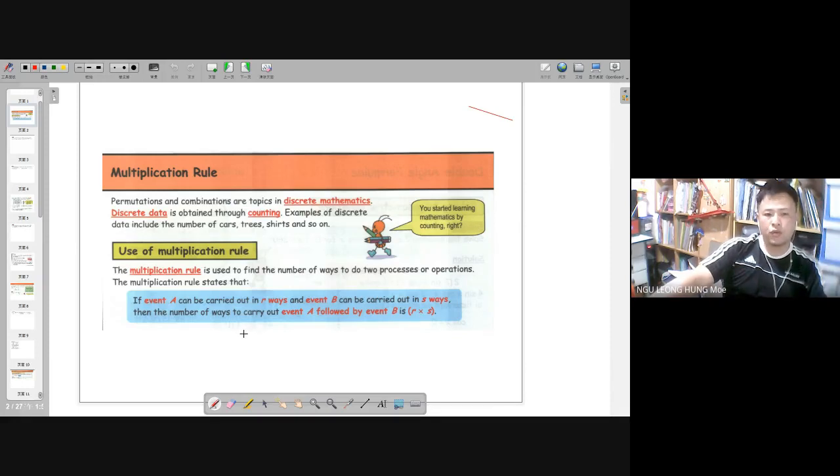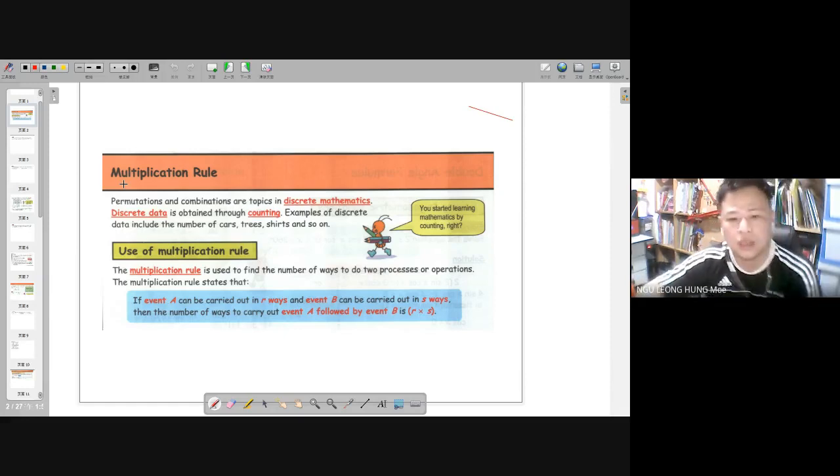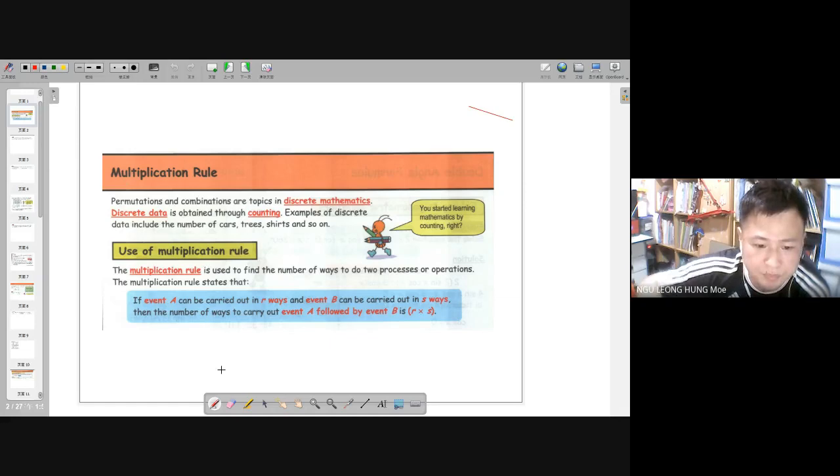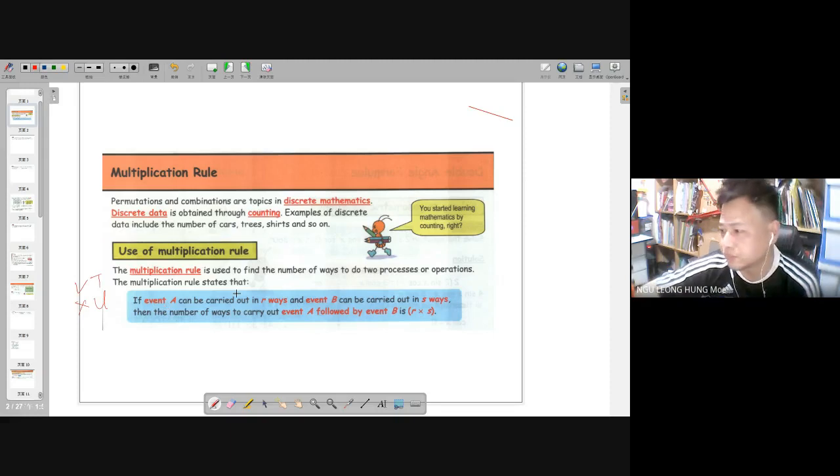Okay, first of all, we have to understand the meaning of the multiplication rule. Did your teacher in school explain this one to you or not? If yes, reply me T. If not, reply me U. Multiplication rule.